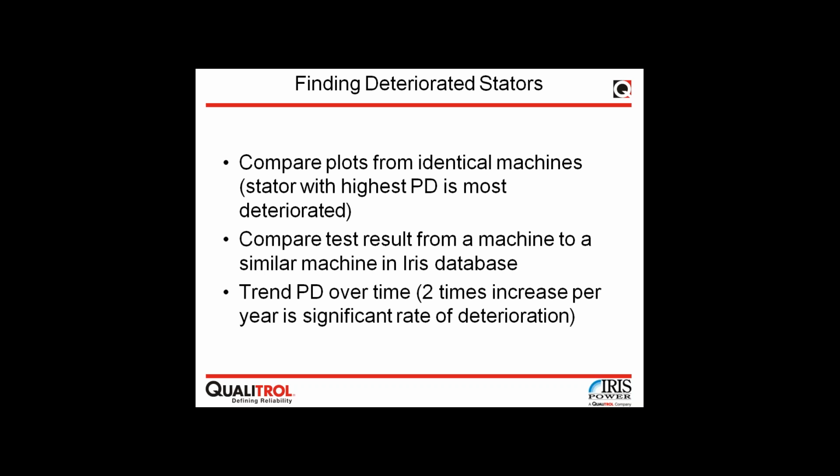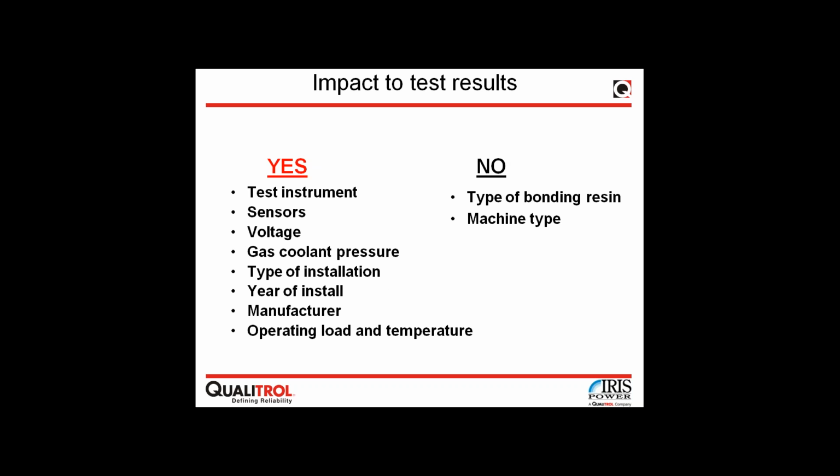How to find the problem? We propose a couple of techniques. One is comparing the plots or results from identical machines. The other one is comparing the results to a similar machine in the IRIS database, and then trending of the results. It's a powerful method, collecting the data along a longer period of time and looking at the changes inside of that time period.